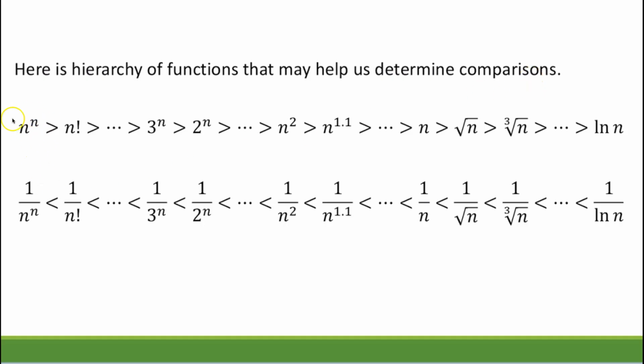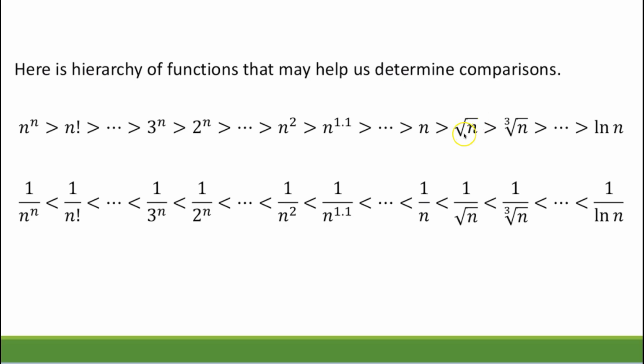So the fastest growing function is going to be n to the n. That's even bigger than n factorial. Then we have exponentials with bigger bases, so 3 to the n would be bigger than 2 to the n. And those are all bigger than polynomials, so something like n squared. And n squared is bigger than n to the 1.1 because 2 is bigger than that exponent 1.1, which is bigger than just n to the 1.